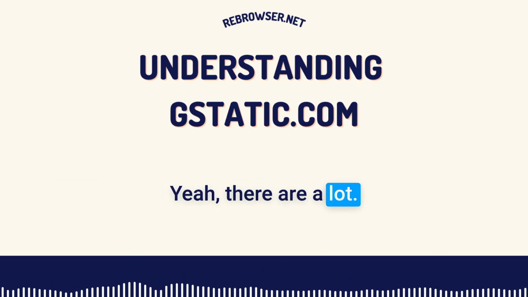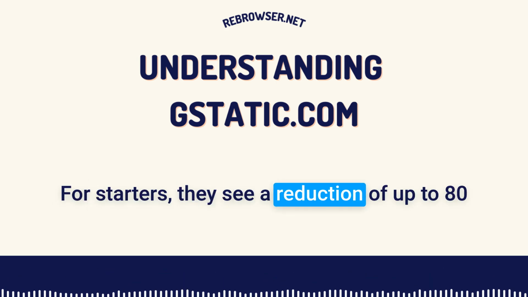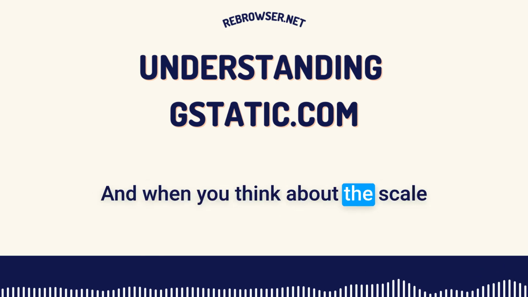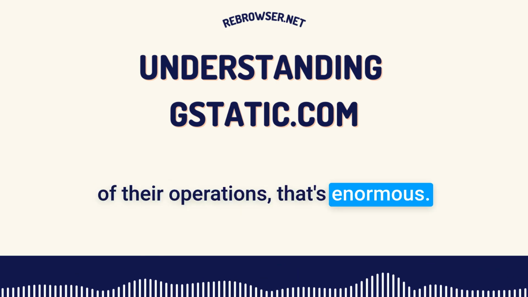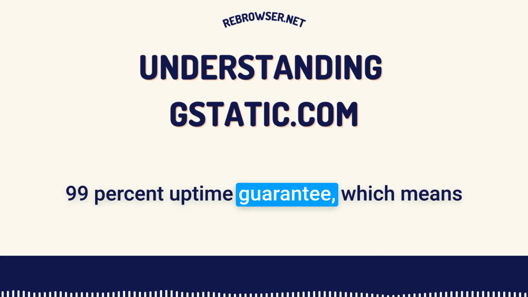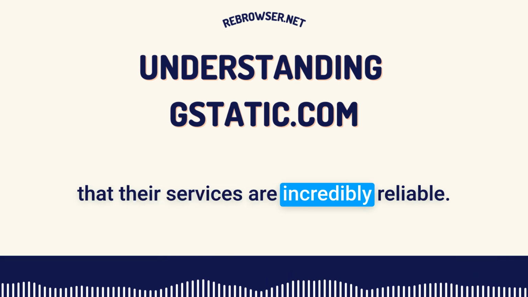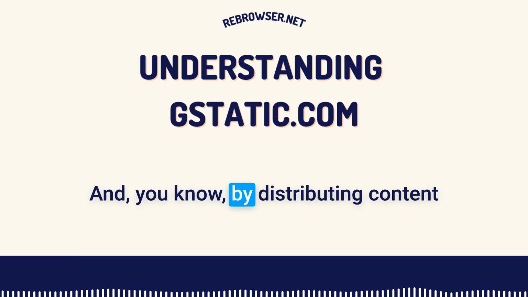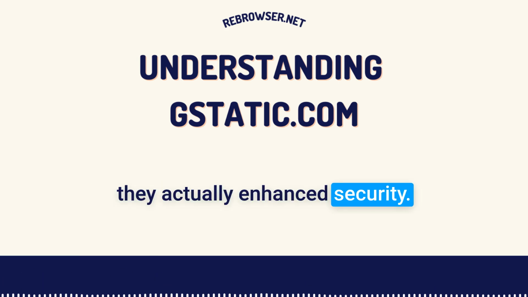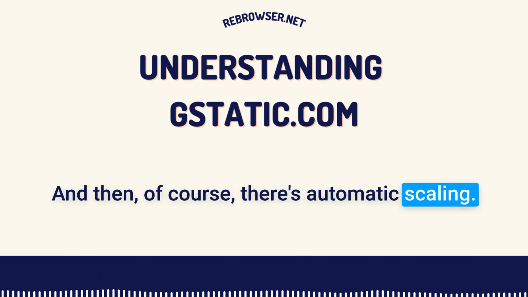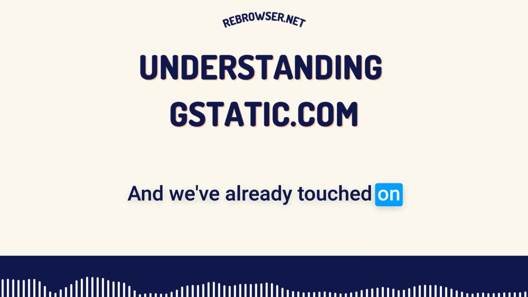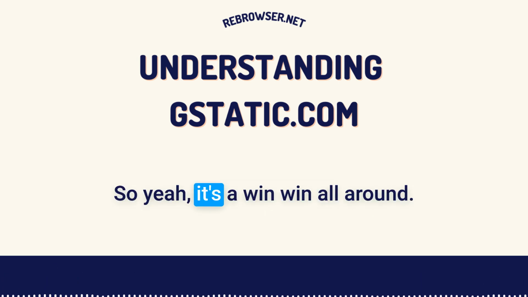Yeah, there are a lot. For starters, they see a reduction of up to 80% in the load on their origin servers. And when you think about the scale of their operations, that's enormous. And it goes hand in hand with their 99.99% uptime guarantee, which means that their services are incredibly reliable. And, by distributing content across many different servers, they actually enhance security. And then, of course, there's automatic scaling. So as demand fluctuates, the system can adjust to handle it. And we've already touched on reduced infrastructure costs. So yeah, it's a win-win all around.